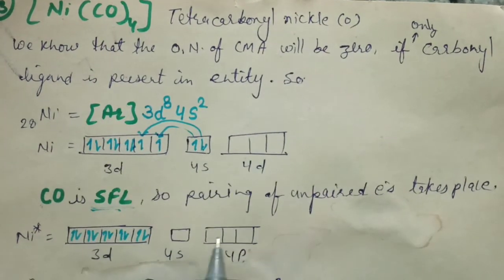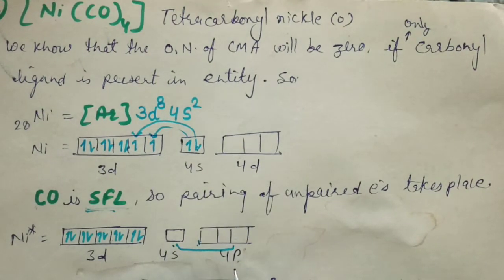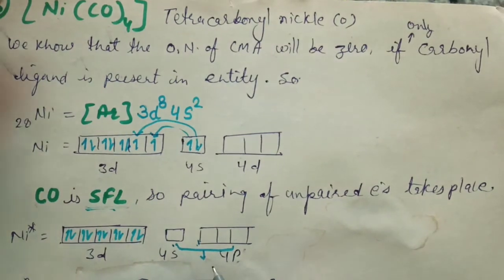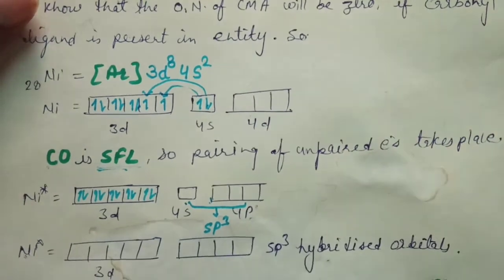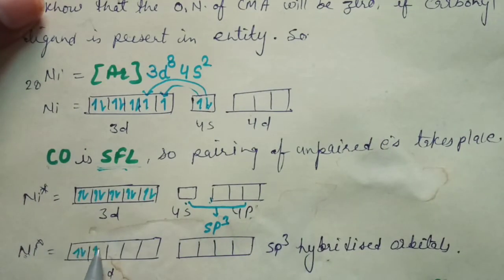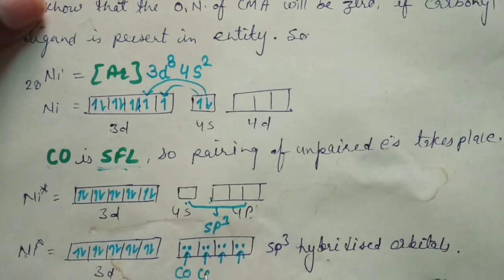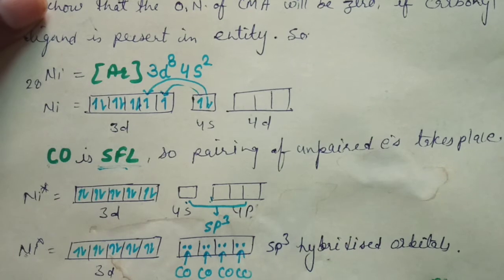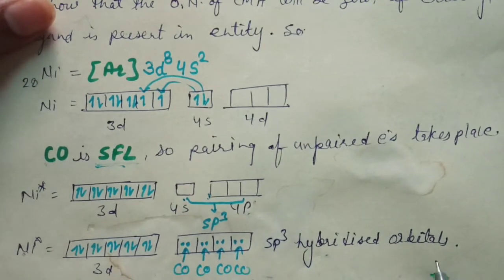So there are 1 s and 3 p orbitals available for the hybridization. So sp3 hybridization occurs. The electronic configuration will be 10 electrons filled in the 3d orbitals, and all 4 carbonyl ligands will be coordinately bonded in sp3 hybridized orbitals. These are all carbonyl ligands. Thus we can explain each and every property of the compound.